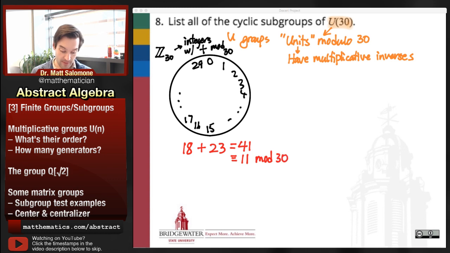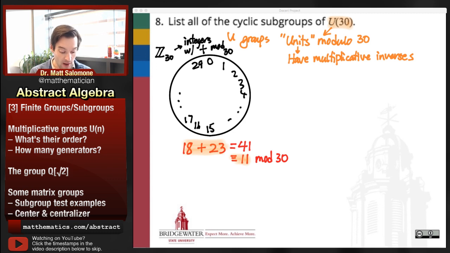Right? And so in the Z group, Z30, this is the kind of arithmetic that we do. The arithmetic is all driven by addition. Well, in the U groups, the elements are more or less the same. We're going to have to talk a little bit more carefully about that in a minute.